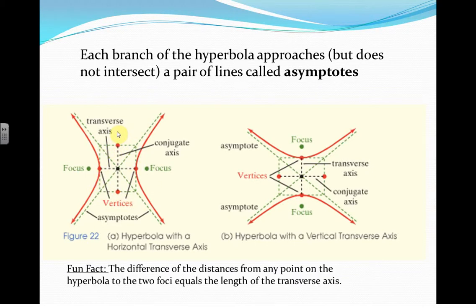Not out loud. Okay. Fun fact. The difference of the distances from any point on the hyperbola to the two foci equals the length of the transverse axis. So with ellipse, it was the sum of those distances. With the hyperbola, it's the difference.